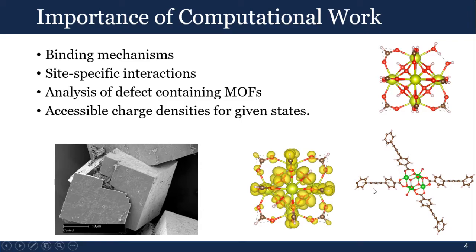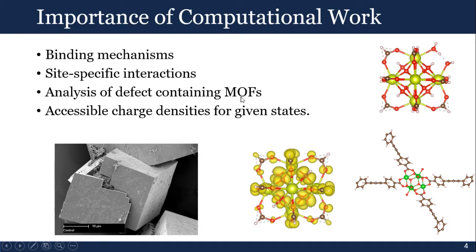And really what it does is it allows us to see, when we have a functional MOF, what specifically is going on that's making it so good. And that you can then use to try to fine-tune the MOF and make it more efficient down the road. So finding things like binding mechanisms is relatively simple. Site-specific interactions, if you have a MOF that has multiple candidate sites for binding of gas molecules.